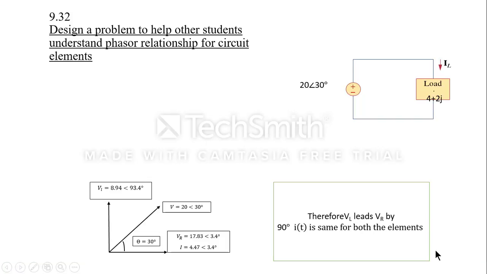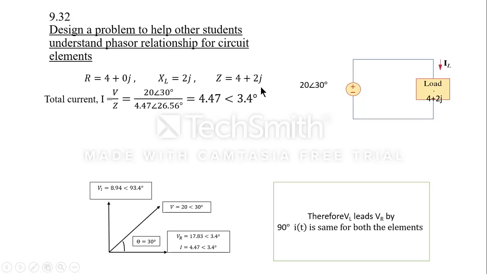The third problem is to develop a circuit with a resistor and inductor to find the phasor relationship for the circuit. Here, I have taken a resistor with a value of 4 ohms and an inductor with an impedance of 2j. Here 2j implies 2 with a phasor angle of 90 degrees. As we know, the impedance is the sum of the resistance and the inductive reactance. So impedance is equal to 4 plus 2j, which is converted into polar value as 4.47 with a phasor angle of 26.56 degrees.